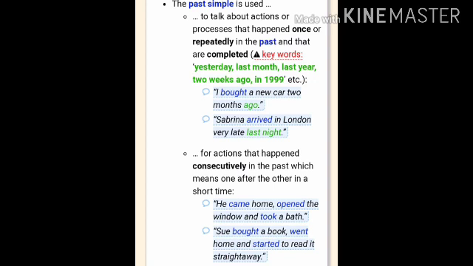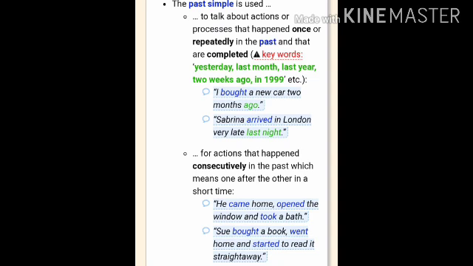Another set of examples: he came home, opened the window and took a bath. So here we get to know consecutive actions, which means actions that take place one after the other. Sue bought a book, went home and started to read it straight away.